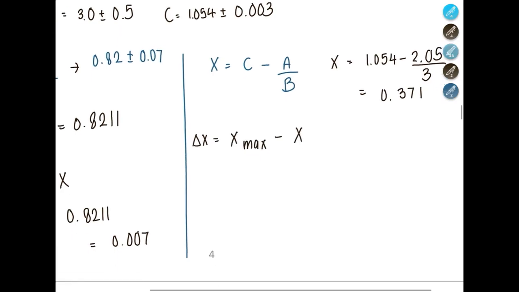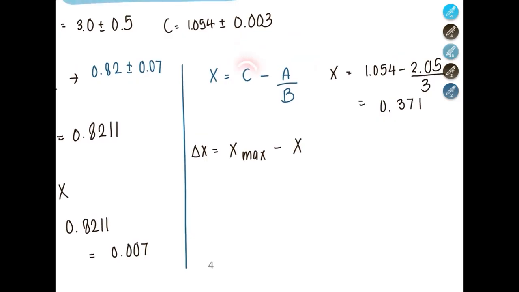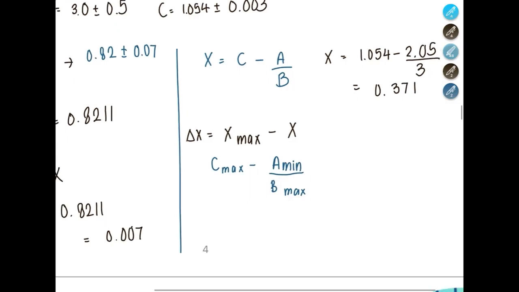Okay, now you need to get the maximum value for this one. To get the maximum value, we'll take a large value of c, and a small number here. If you're subtracting a large value of c with another small number, you'll get a big number, right? So we'll do something like this. We'll have c max, the big value for c, minus a min divided by b max. If you're confused why, we are subtracting, right? We need to subtract a very small number. So in the numerator would be a small number to get a small value, and then in the denominator we have a huge value. This is going to give you a small value as well.